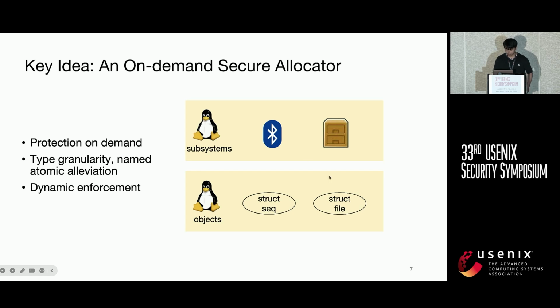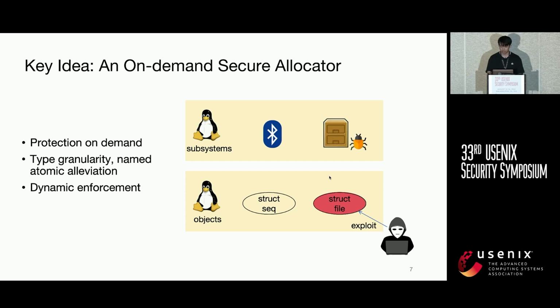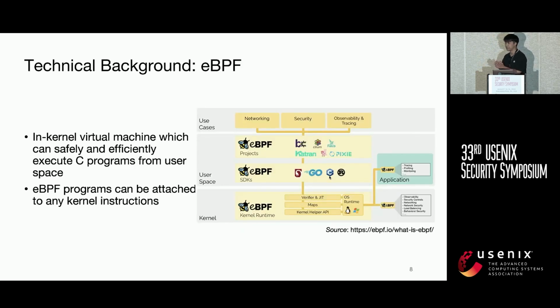Here's an example. In the kernel, we have many subsystems, including Bluetooth and the file system. We also have many objects, including struct stack and struct file. If a hacker exploits the struct file, there may be a bug in the file system, and at this time we just protect the struct file, not every object in the kernel. The exploit will fail, and the bug will never be triggered again. As the previous presenter just introduced eBPF, we simply skip this part.